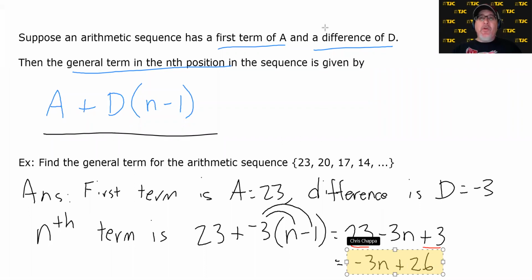If the negative threw you off, don't let it bother you too much. Just remember your negative rules for adding and multiplying, and you should be okay.